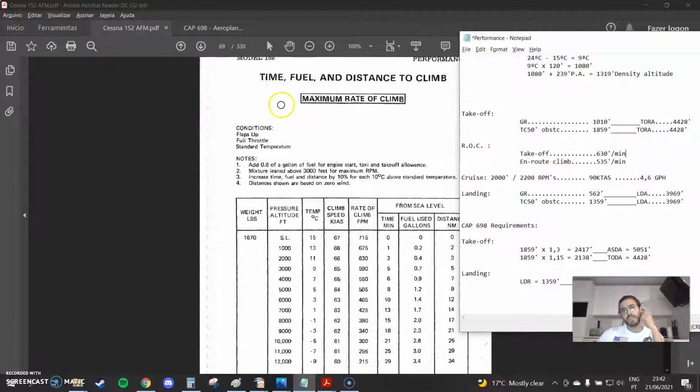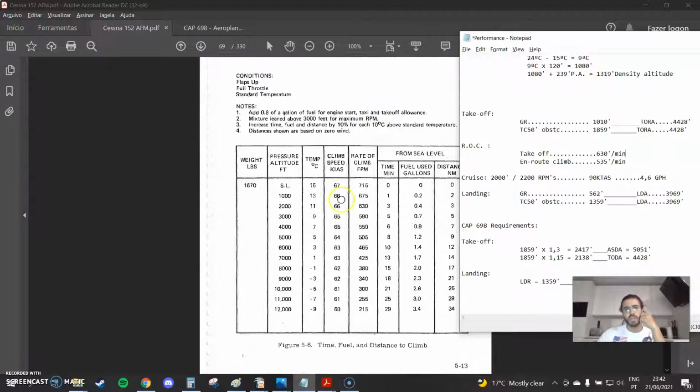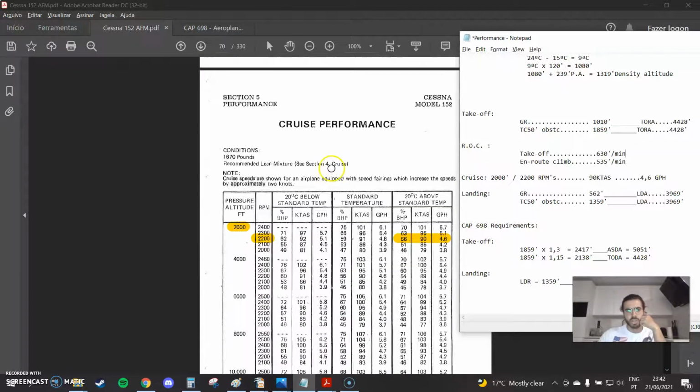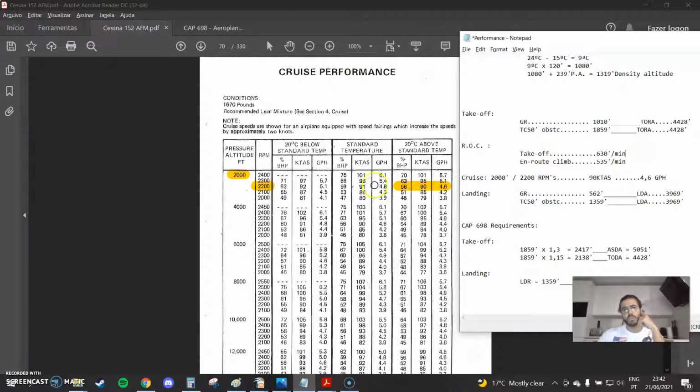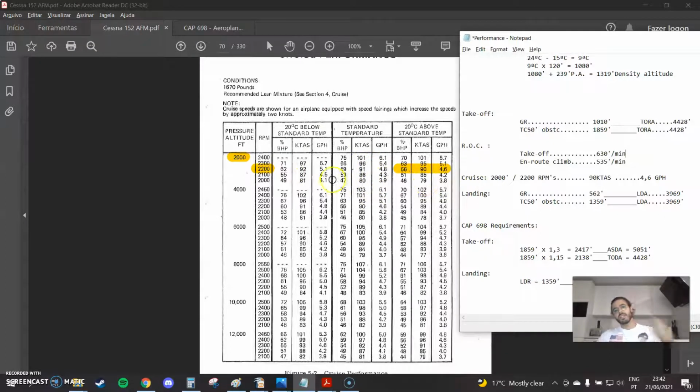If you're doing a navigation or something, and if you want to know time, fuel, and distance to climb, you can also use this chart. Okay, I'm not gonna do that today, so we're just going straight to cruise performance, and this is basically where, as you know, you manage your cruise. Either you want to go fast and consume a lot of fuel, or you want to go slower and consume less fuel. Also called cost index, I think.